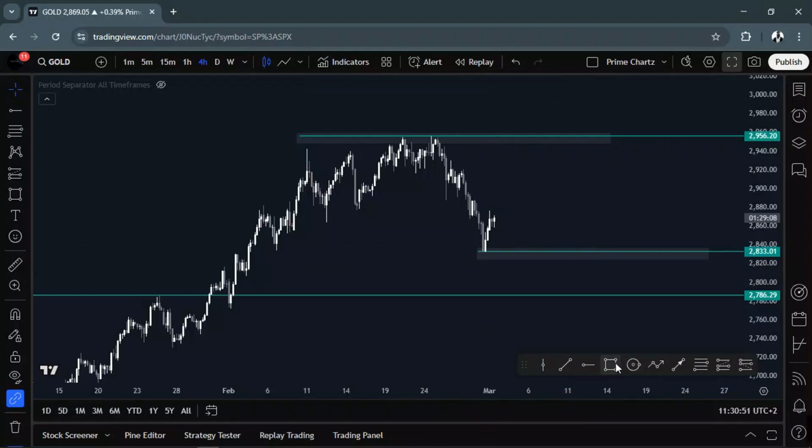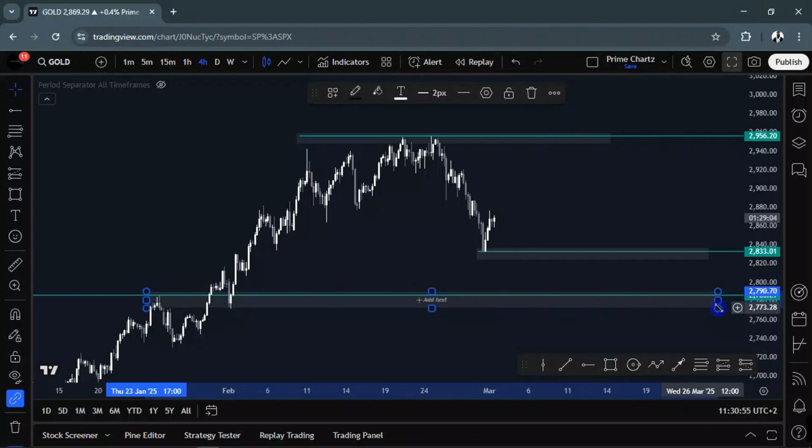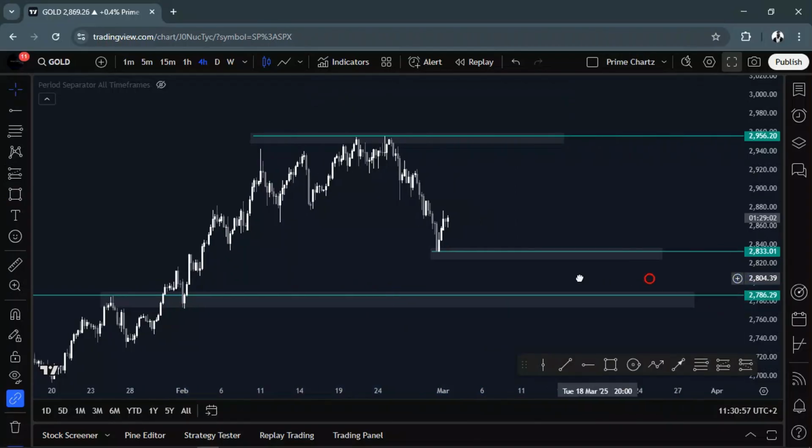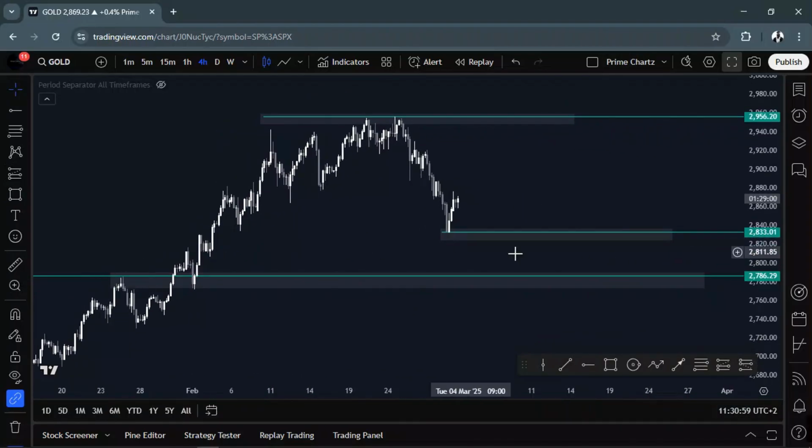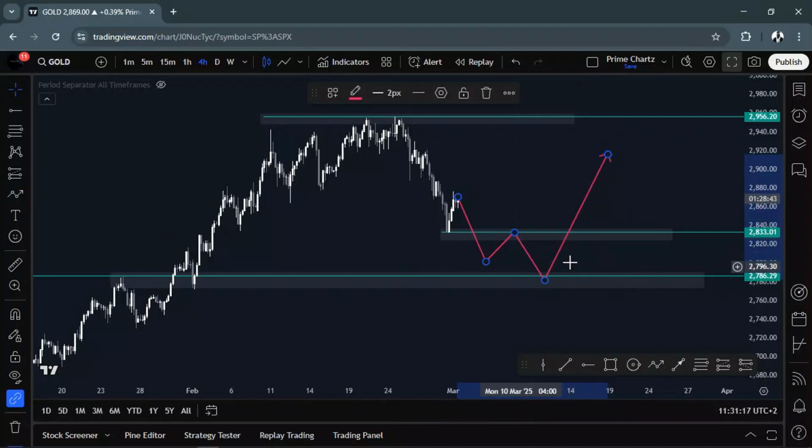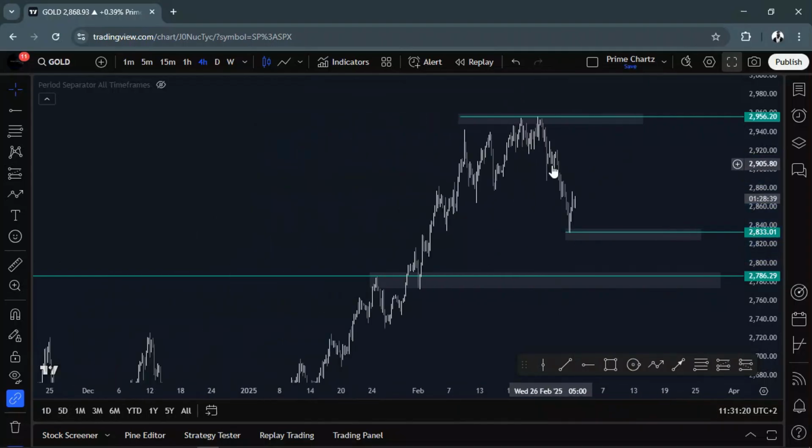Okay, and then again we have this strong level, potential support zone, right? We see this, it was a resistance at one point, and it also became a support. And now if price pushes down, this might become our potential support right here.